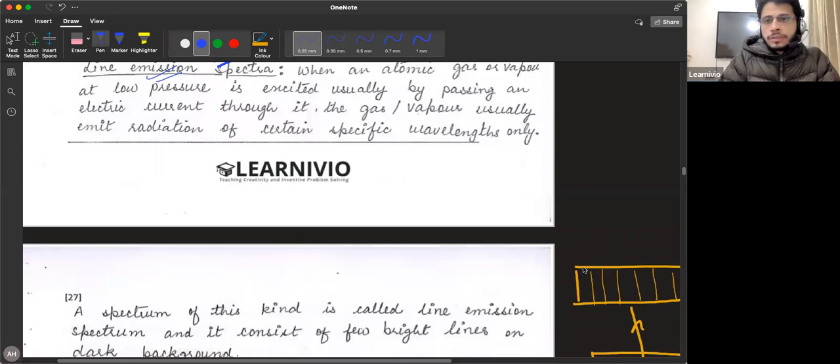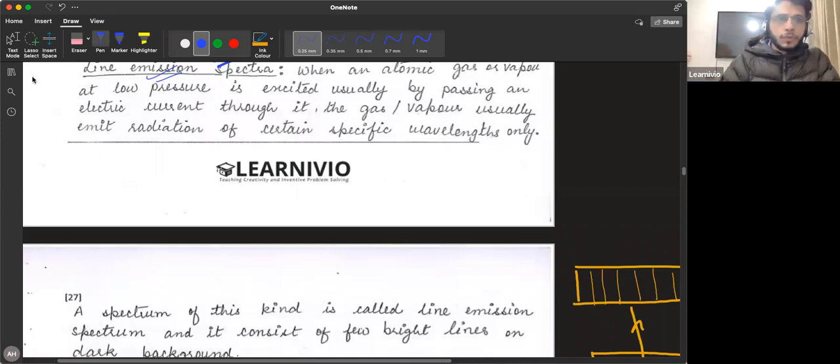Nabil, what do dark lines in an absorption spectrum represent? Can anyone answer what dark lines in the absorption spectrum represent? It is a frequency absorbed by the gas. Yeah, this represents the frequency absorbed by the gas.